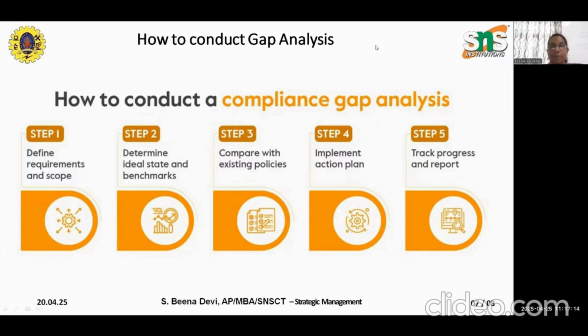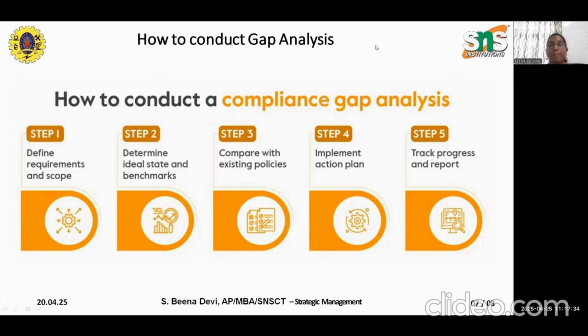Compare with the existing policy. What is missing in achieving the objectives needs to be identified. With the current level, what is required to achieve the objectives needs to be identified. That will give you, by comparing the current state and what has to be achieved, what is missing.